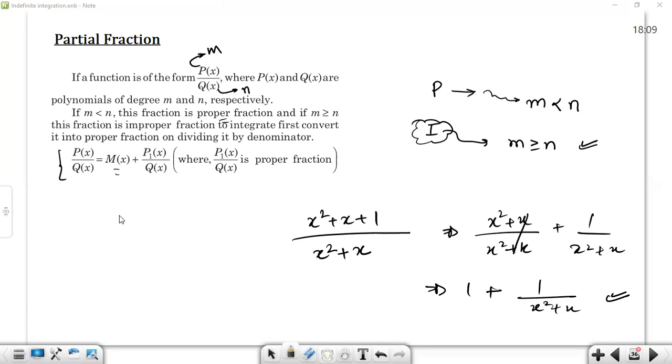So let me read a definition from my notes. In this section, we show how to integrate any rational function, that is, a ratio of polynomials, by expressing it as a sum of simpler fractions called partial fractions that we already know how to integrate. So we are simply breaking that fraction into partial fractions so that we can integrate them better, because we already know their formulas.